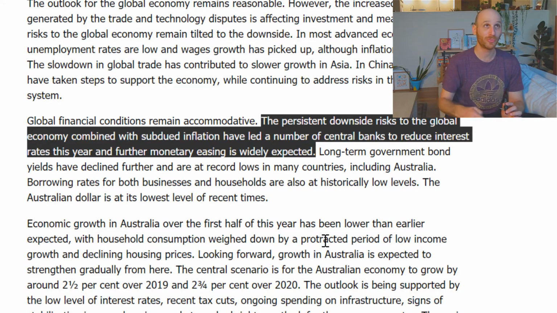So what we're seeing here is that the RBA is saying that with the weak global growth, with low inflation, a number of central banks have reduced the cash rate. They have moved to reduce interest rates, and that further monetary easing is widely expected. So further expansionary monetary policy is expected around the world. This would be a good fact to discuss in some of your answers in terms of looking ahead, is that something that could support global growth is that further monetary easing is expected in economies around the world, and this is according to the Reserve Bank of Australia.